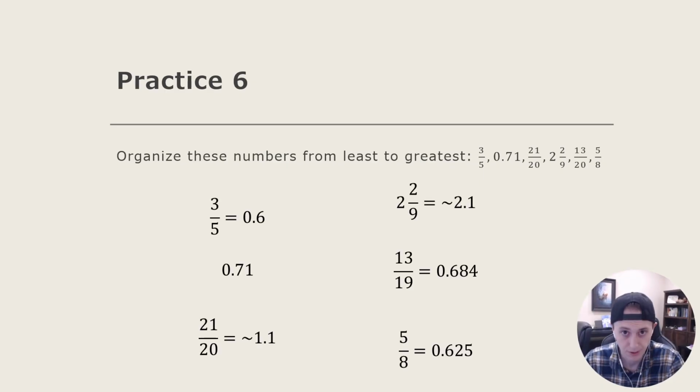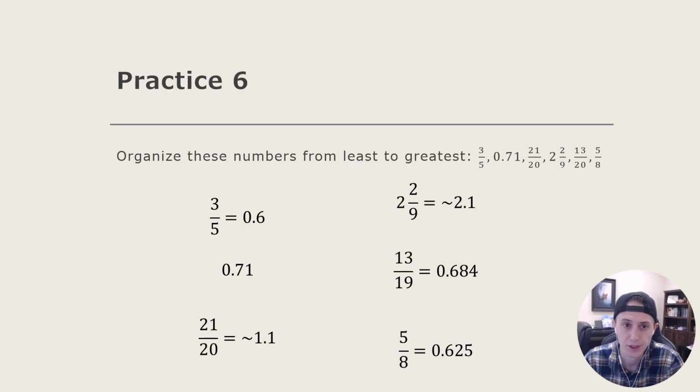So here's how I would do it. I instantly know that 3/5 is 0.6, so I'd write that down. Then 0.71, I would just write that down. 21 over 20, I would just say is a little bit more than 1, and so I'd probably just write down 1.1 to signify that. 2 and 2/9 is a little more than 2, so I'd probably just write 2.1.